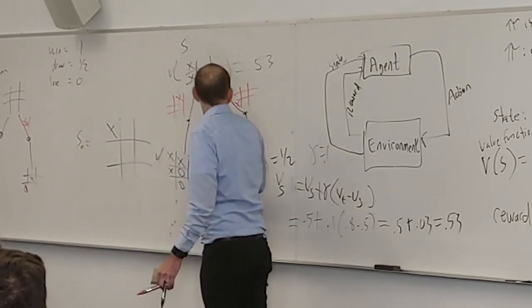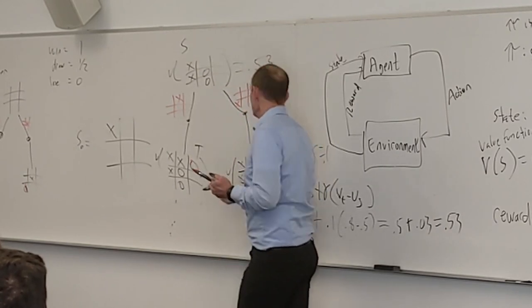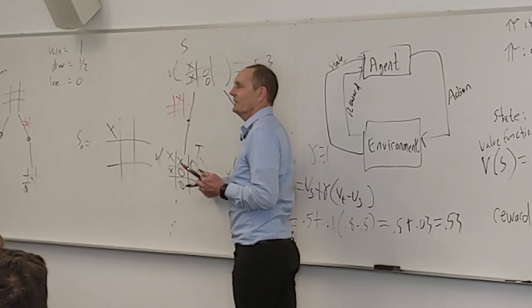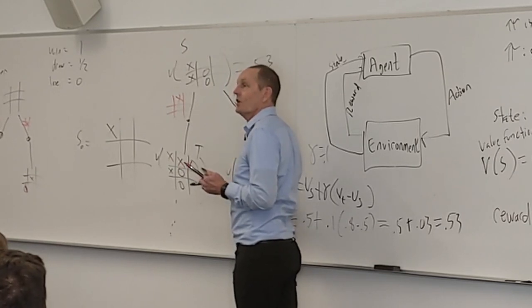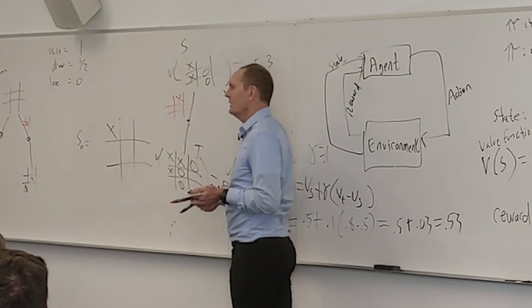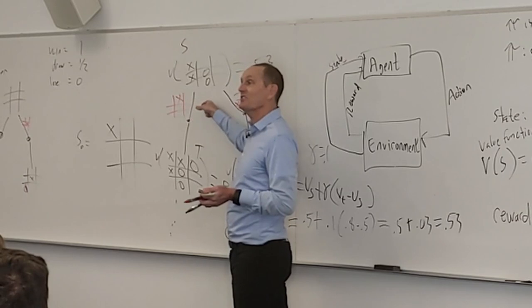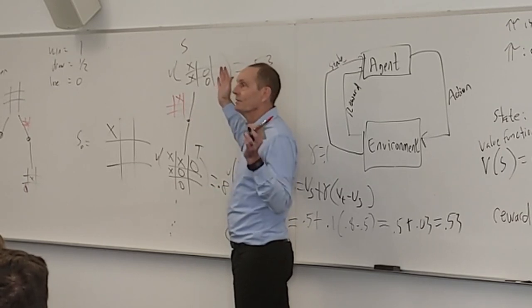This is 0.8, this one's 0.5, and therefore do some sort of weighting that says this is much more likely to be chosen, let's say. Or we could do something even simpler and just say we will 99% of the time take the greedy action. 1% of the time we'll just randomly try something.